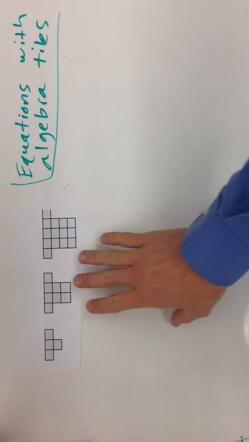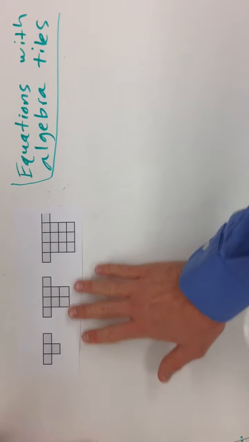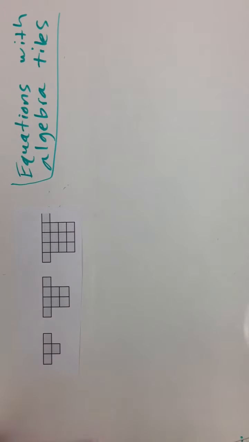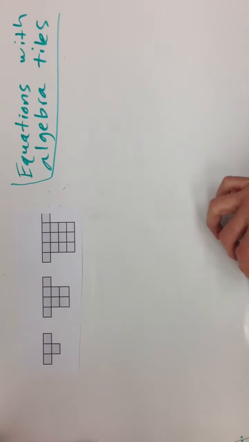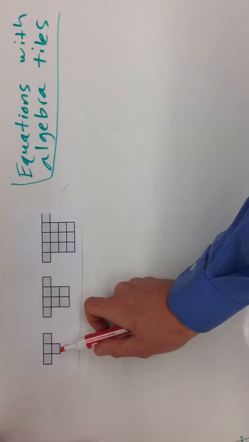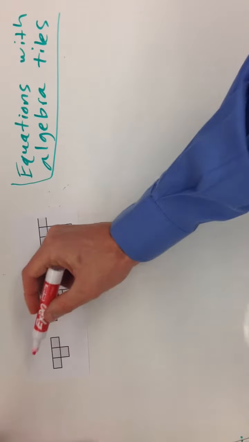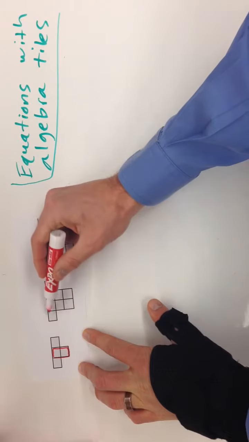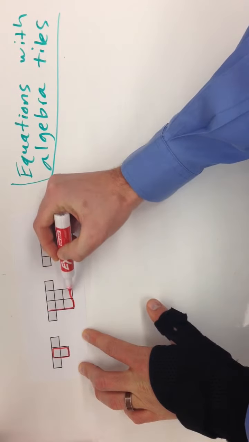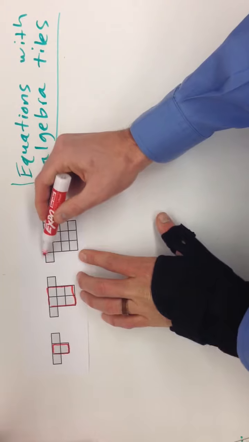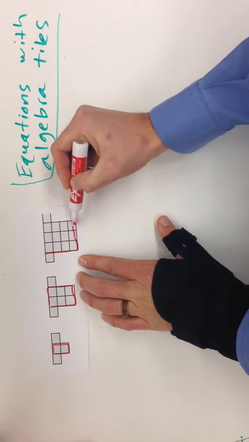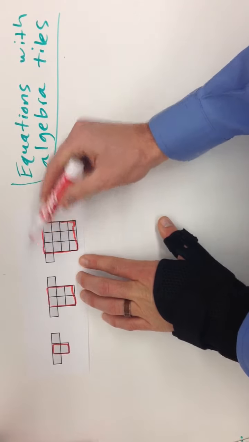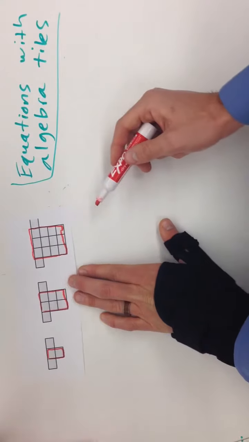So we have another set of algebra tiles, and they form this pattern. What I want to do is see if I can write an equation that models this. What you'll notice right away is I've got this rectangle section right here that I'm going to outline with red, and that's going to be growing each time, right? But there's something that's not growing, those other two parts that are outside of it.